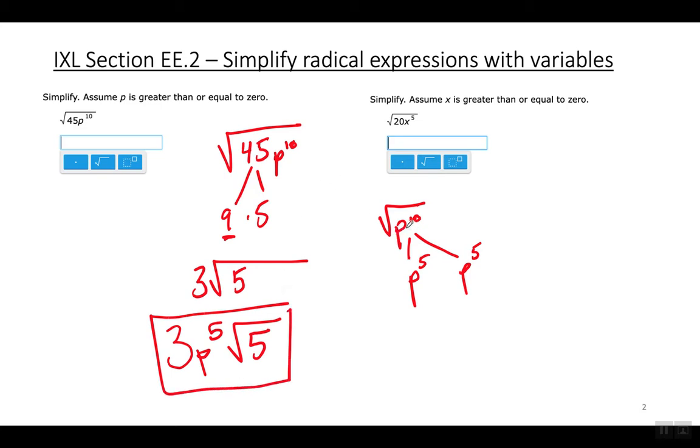Because you broke up p to the 10th power into p to the 5th power times p to the 5th power. So it's basically the same concept as with the number. If you could get the square root of it, it goes outside the box or outside the radical sign. And whatever you cannot get the square root of, it stays underneath the radical sign.